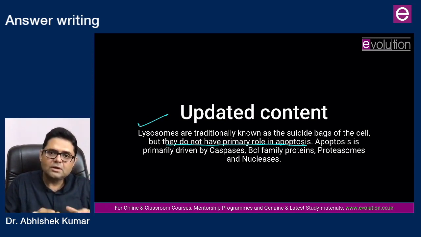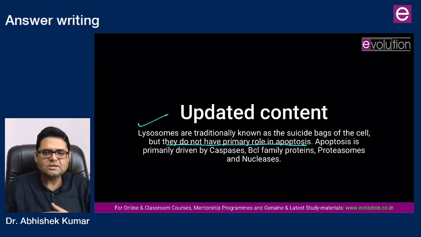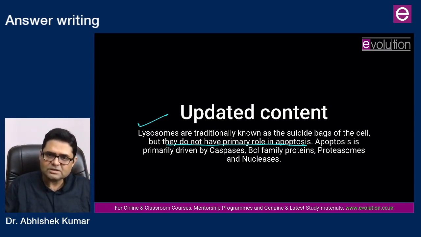Any good international author book that has come in the market after the 1980s clearly mentions that cell death is basically carried out by caspases, BCL family proteins, proteases, nucleases, but not lysosomes. This is updated content. So for updation, don't get into the journals, don't get into the newspaper magazines, just updated textbooks or material based on updated textbooks. That's all.